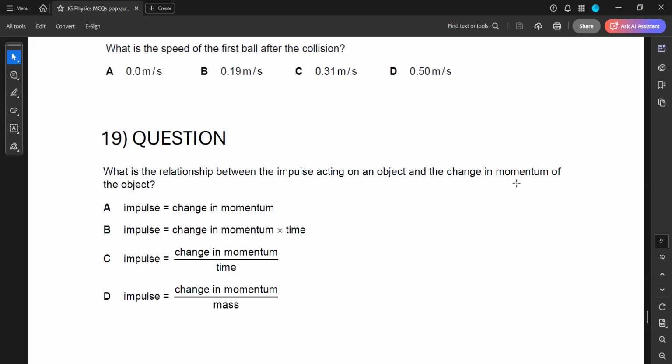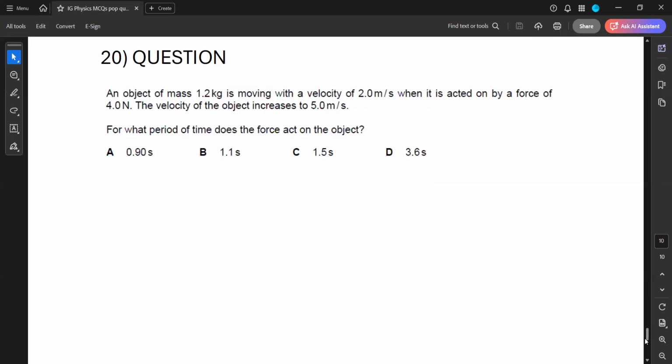Then we have question 20. It's a repeated one, same as, I guess, 13 or 12, the same question. And A was the right answer.